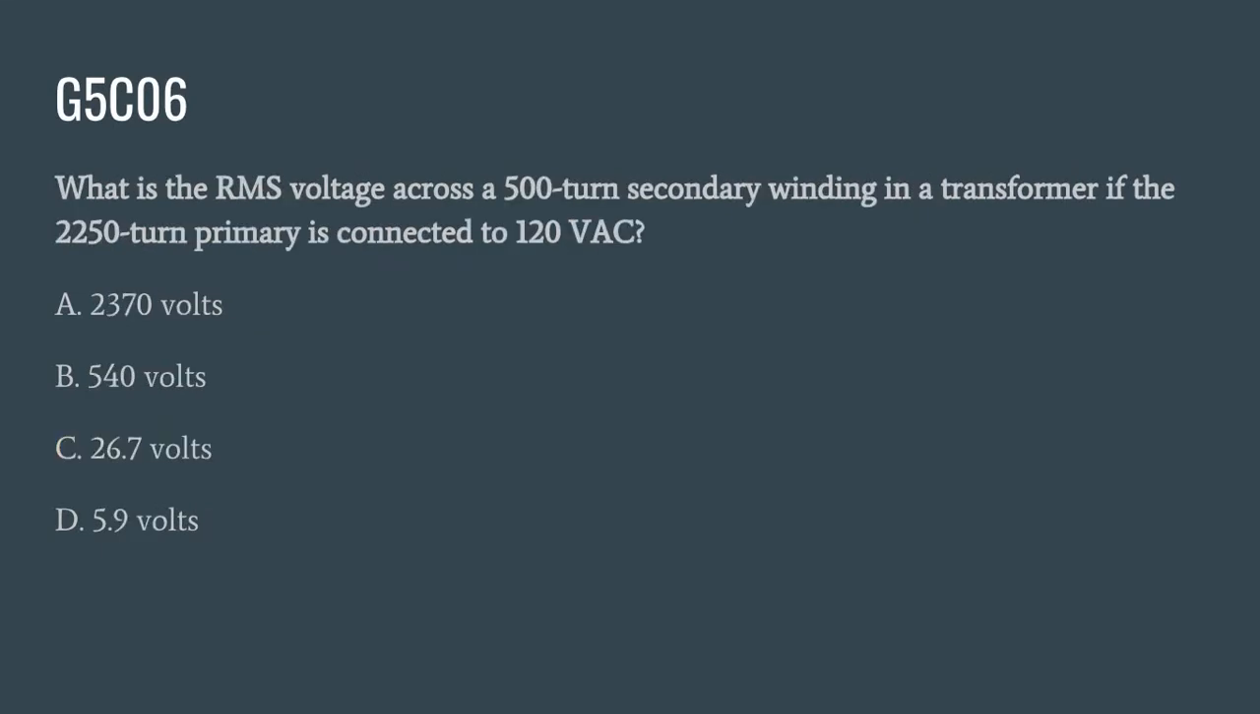150 ohms. G5C06. What is the RMS voltage across a 500 turn secondary winding in a transformer if the 2250 turn primary is connected to 120 volt AC? A. 2370 volts. B. 540 volts. C. 26.7 volts. Or D. 5.9 volts. Correct answer is C. 26.7 volts.